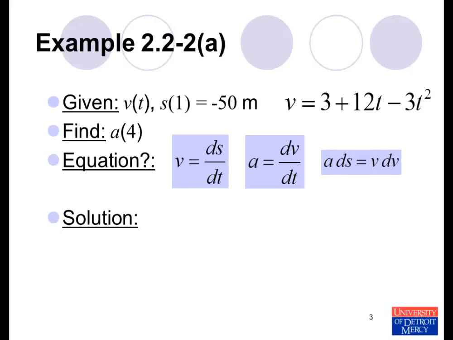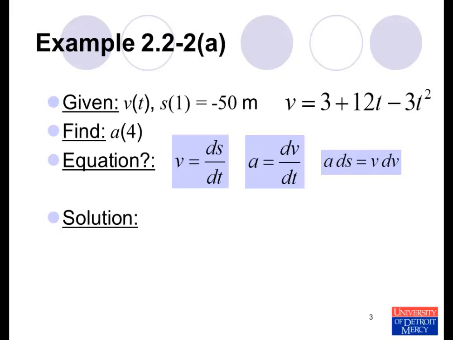So back to the problem statement, the first thing that we wanted to find was the acceleration at time equals 4 seconds. So this is what we're given. The velocity is a function of time, where this is the function, the position at time equals 1 second, and then we want to find the acceleration at 4 seconds. In general, we're going to try to come up with a solution or a process that matches or connects what we're given to what we want to find.